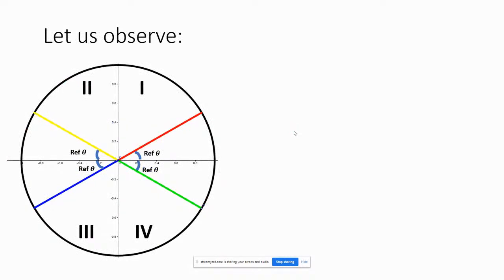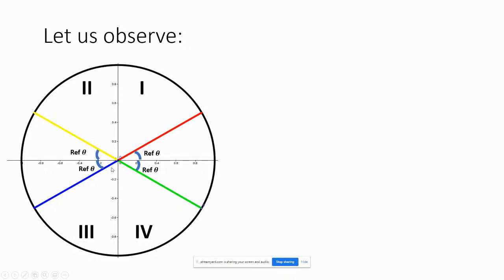Let us observe. This time naman, let us observe the reference angle. Now, this red one, this is its reference angle. And this is in quadrant 1. And we all know that all acute angles in quadrant 1 are the reference angles for themselves. Okay. Now for quadrant 2, for the yellow one, this is the terminal side. This is your reference angle from the x-axis to the terminal side.